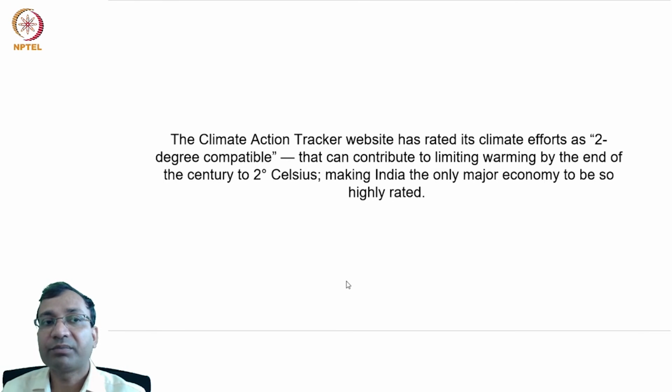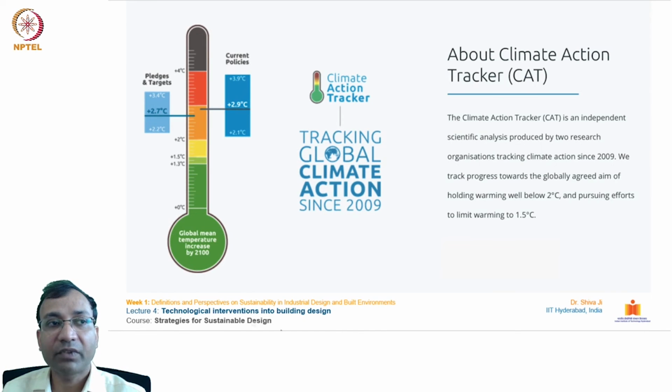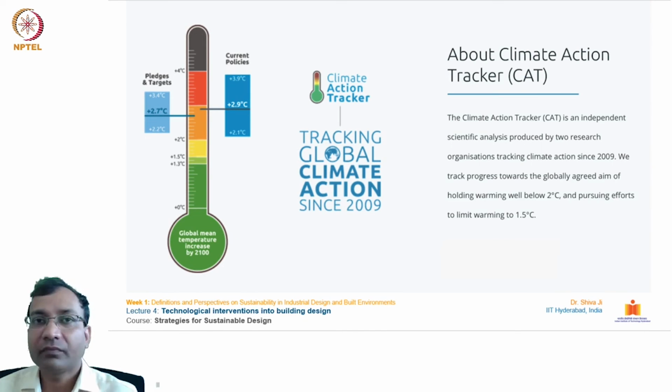The Climate Action Tracker website has rated its climate efforts as 2-degree compatible, that can contribute to limiting warming by the end of the century to 2 degrees centigrade, making India the only major economy to be so highly rated. You can see this illustration over here.